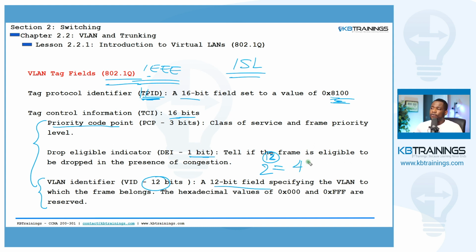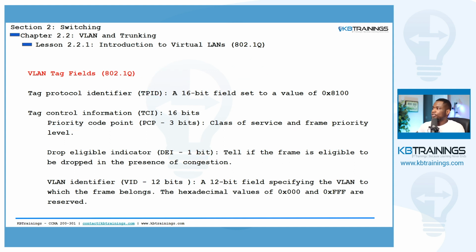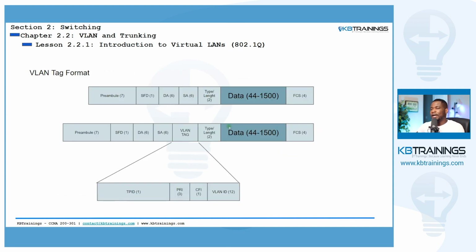So we have 4096. And you need to know that VLAN 0 and VLAN 4095 are reserved. So we can only use 1 to 4094. We're going to talk about that a little bit later. But let me show you exactly the structure of the VLAN tag.